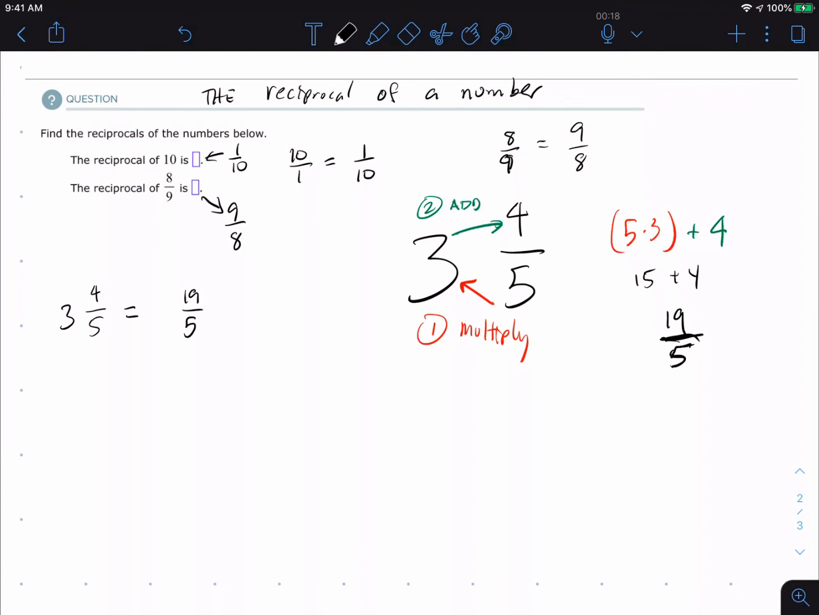So now that we have that, to find the reciprocal, right? To find the reciprocal of this, the reciprocal of 19 over 5 is 5 over 19. We okay?